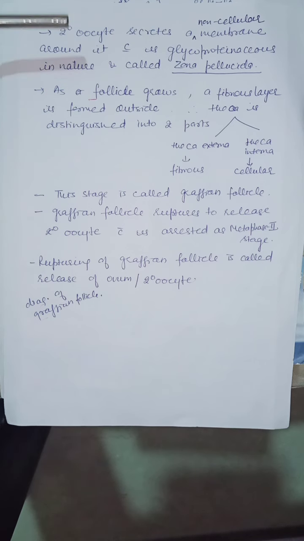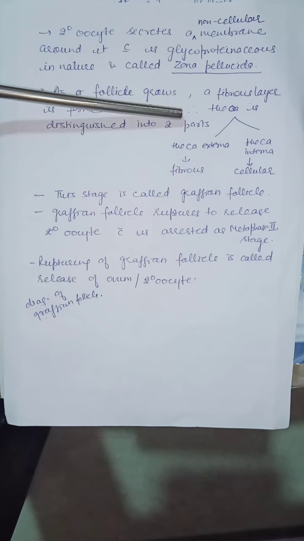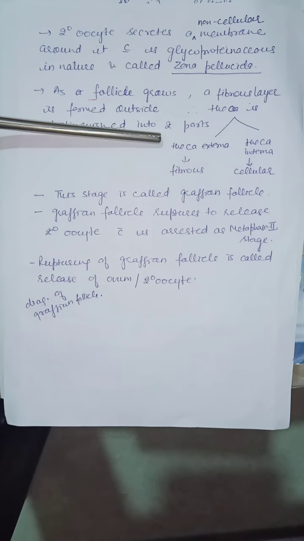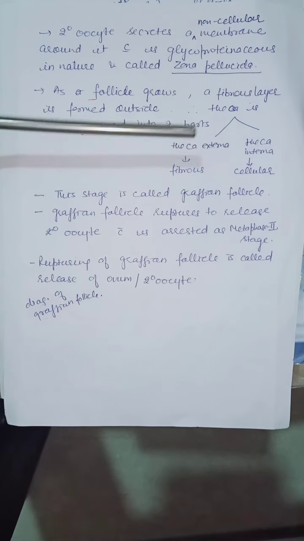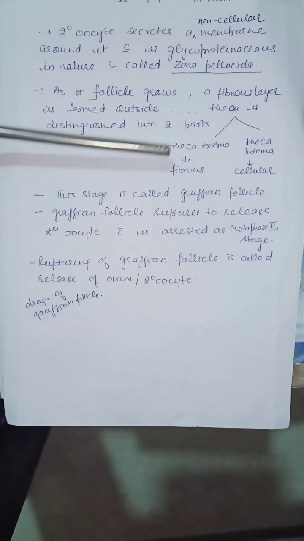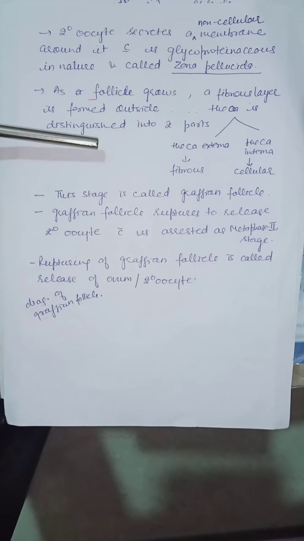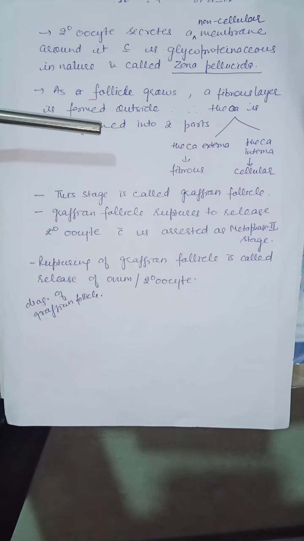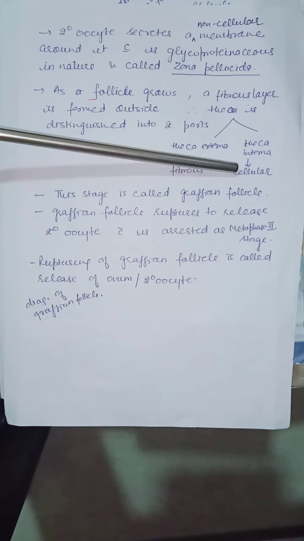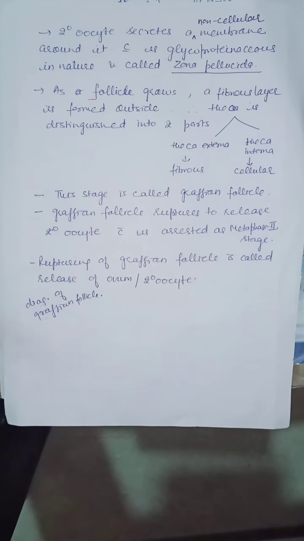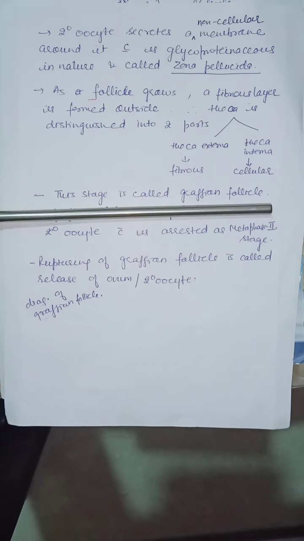When this mature follicle grows in size, a fibrous layer is formed outside. Therefore, theca is distinguished in two parts, theca externa and theca interna. Theca externa is fibrous and theca interna is cellular. So a follicle containing secondary oocyte and theca distinguished into two parts is known as Graafian follicle. This stage is called Graafian follicle.